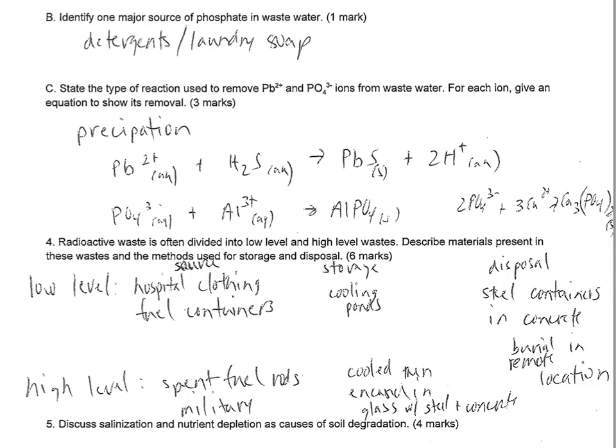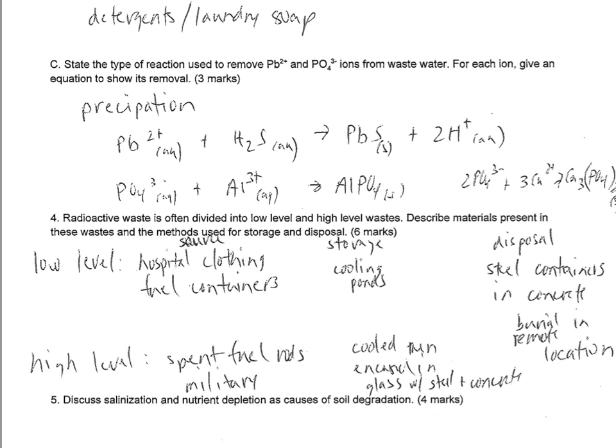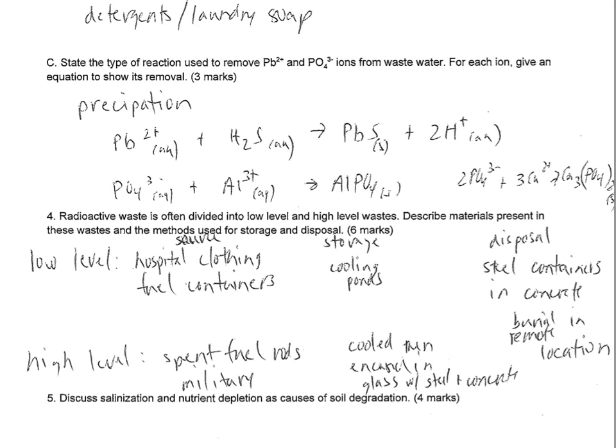Radioactive waste, low-level and high-level waste. Describe the materials present and the methods used for storage and disposal. So low-level waste, the source is typically medical, hospital clothing. It can be fuel containers. It can be also considered low-level waste. High-level waste typically comes from nuclear reactors, so spent fuel rods, or from the military.